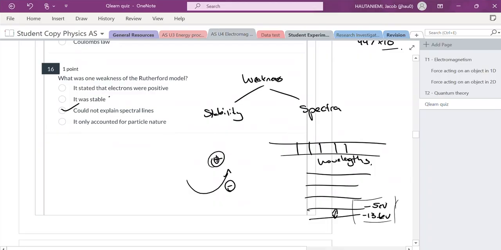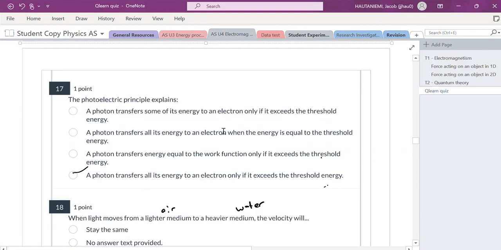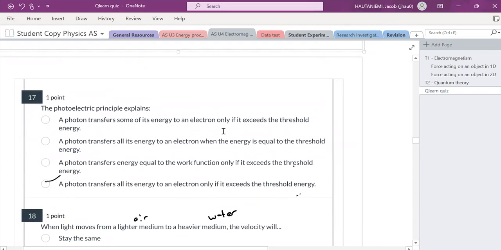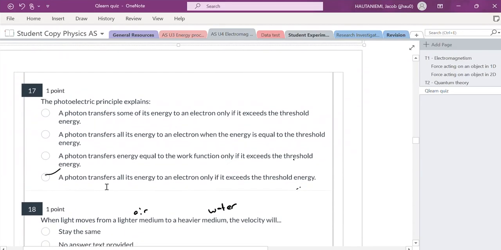It definitely wasn't stable, incorrect. The electrons were negative, and it only accounted for particle nature. That's not quite right either. It did explain. Okay, this one here, I misread one of my own pieces of writing. Okay, the correct option is obviously the bottom one.